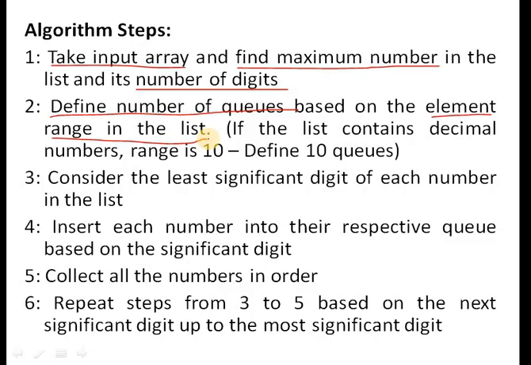That's why this type of sorting is called radix sort. Radix value, the base value we are taking. That's why it is called radix sort.